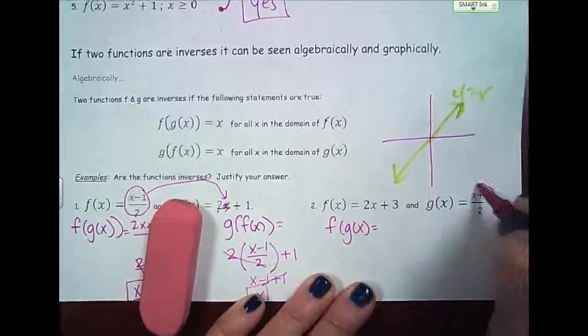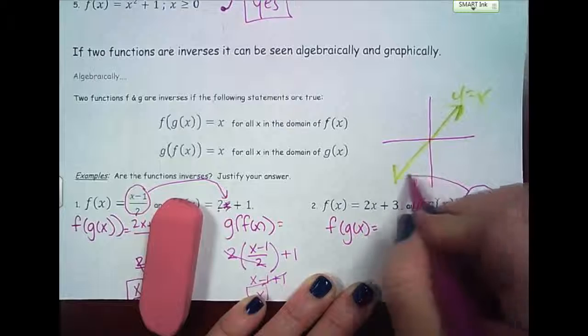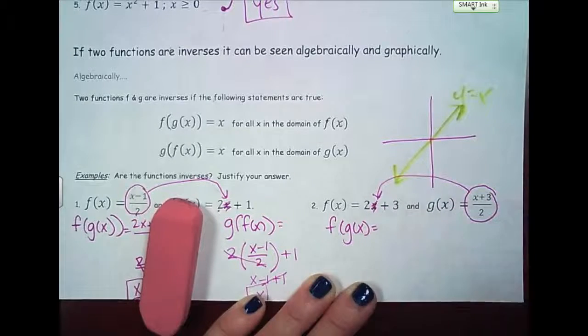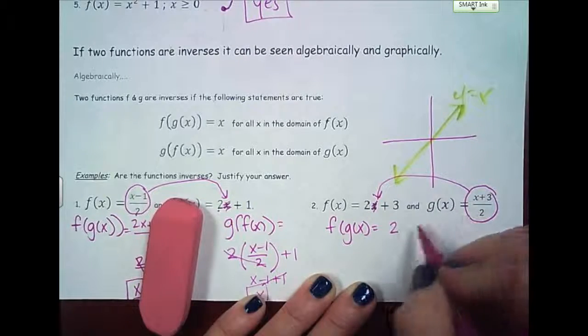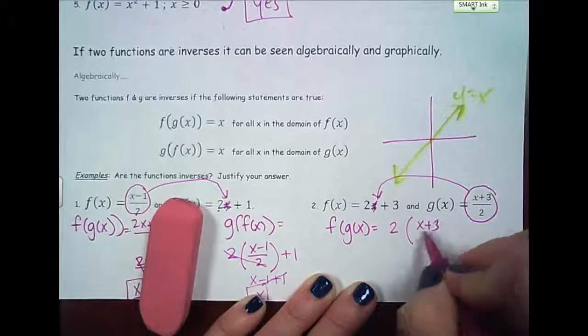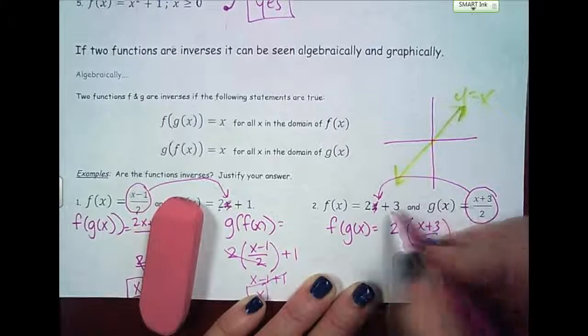You're going to take this huge fraction, you're going to plug it in for x. It goes away. So we have a 2 times that entire fraction. Don't forget about your plus 3 on the end.